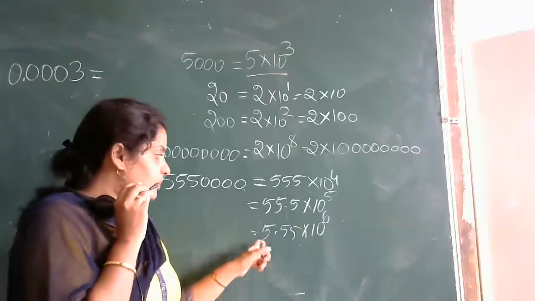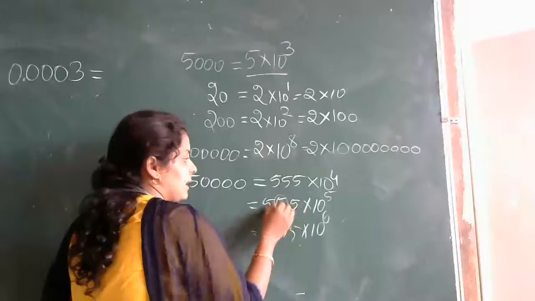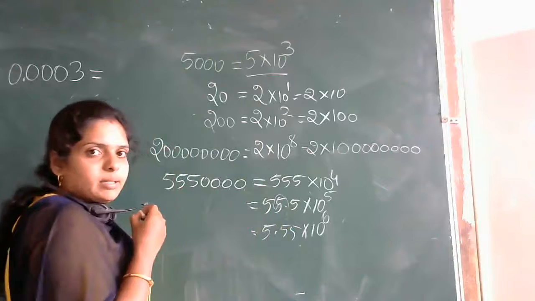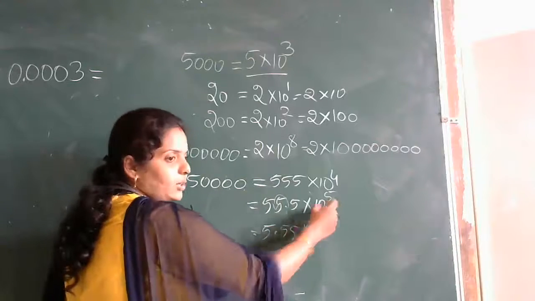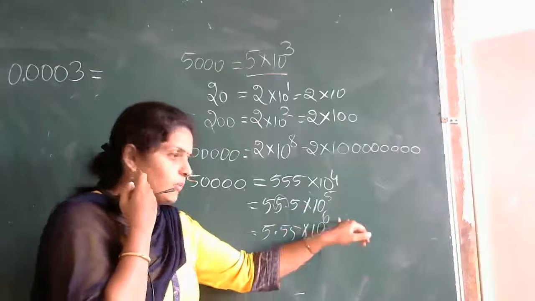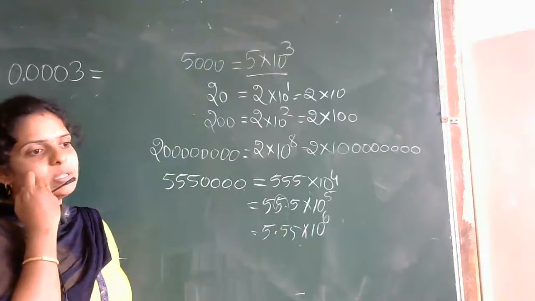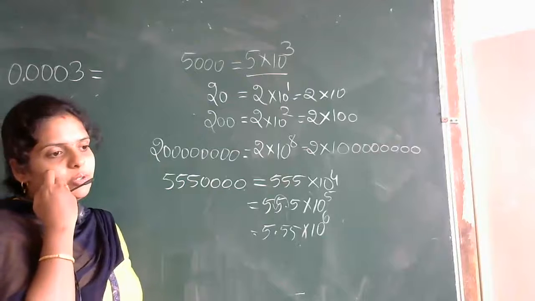Next you see here, again you are shifting the decimal point this side, correct? So whatever you are getting here, 10 to the power 5, again you will do plus 1, that is nothing but 10 to the power 6. Is it clear everyone? Shall I give some examples here for your understanding?